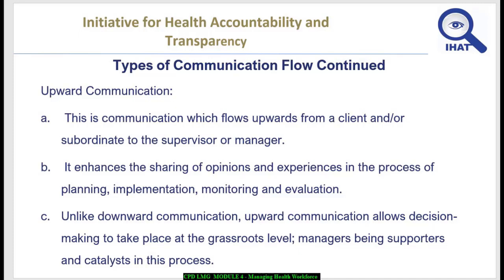There is also upward communication. This is communication which flows upward from a client or a patient or a subordinate to the supervisor or manager. It enhances the sharing of opinions and experiences in the process of planning, implementation, monitoring, and evaluation. Unlike downward communication, upward communication allows decision making to take place at the grassroots level, with managers being supporters and catalysts in this process.